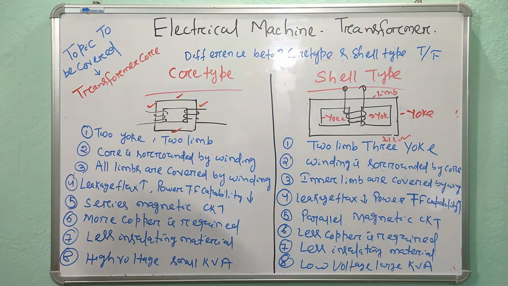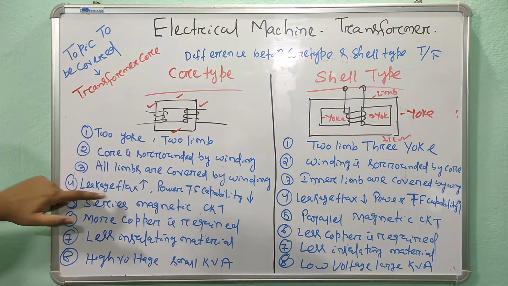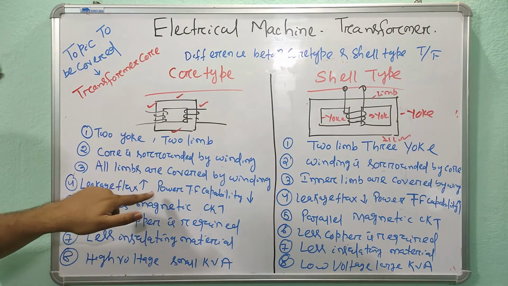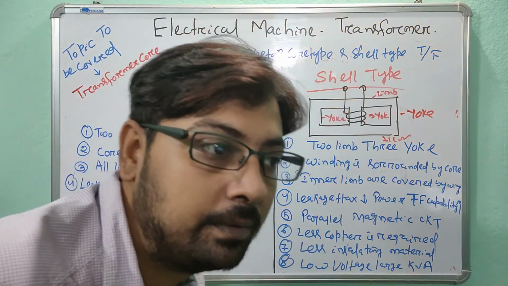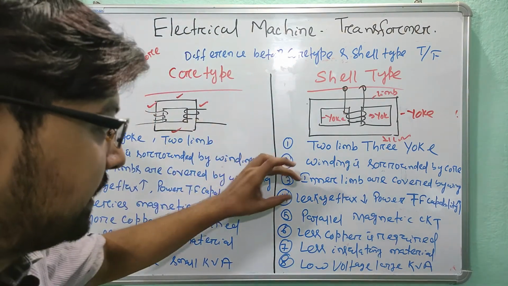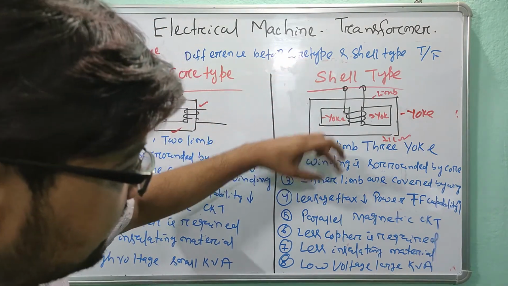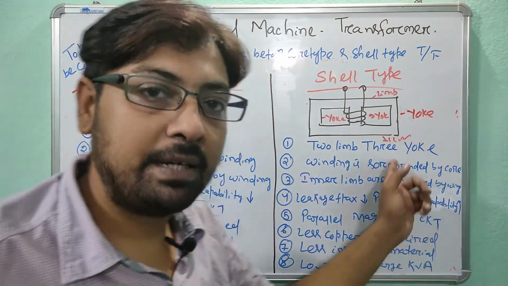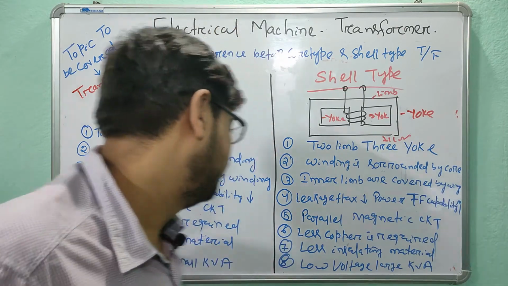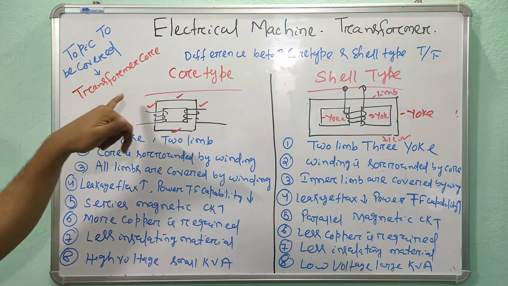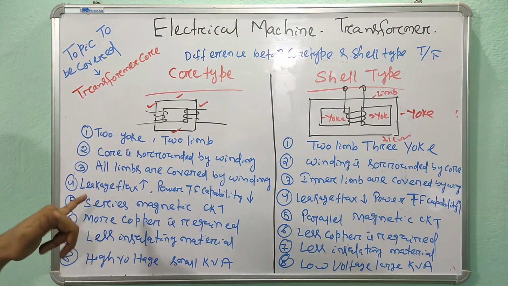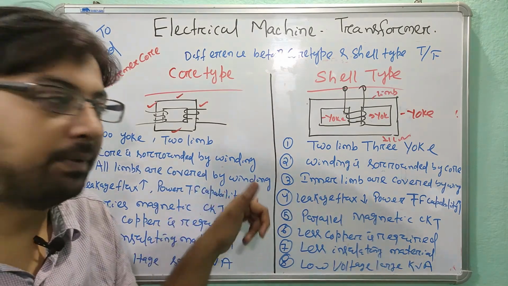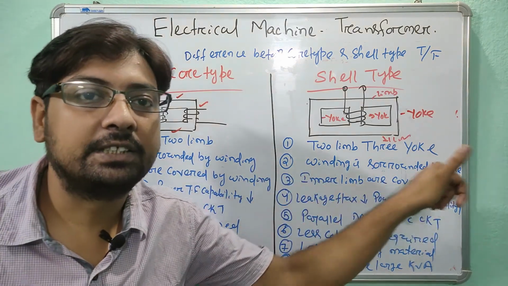Next is leakage flux is more, so that power transfer capability is low in core type transformer, but in shell type transformer leakage flux is less, so the power transfer capability is high. Next is core type transformer uses series magnetic circuit, but shell type uses parallel magnetic circuit.